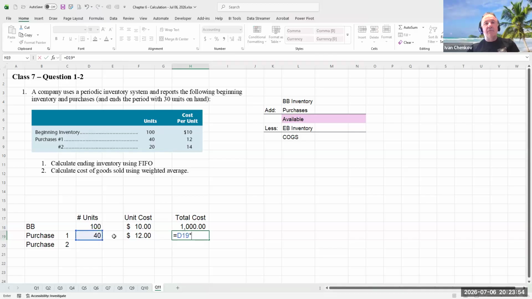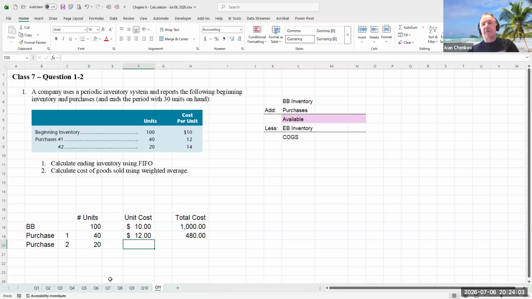$40 times 12, 480. Purchase 2, 20 units. Cost per unit? 20. No, 14. Thank you, Yuriko. So the total will be 280.